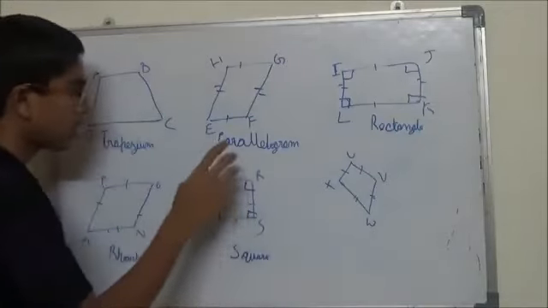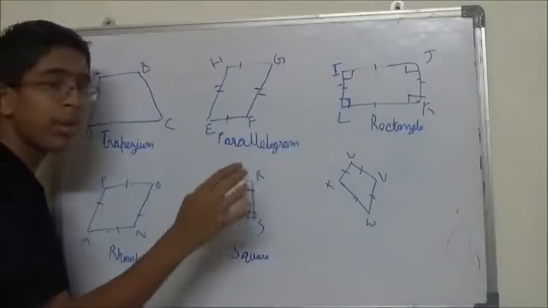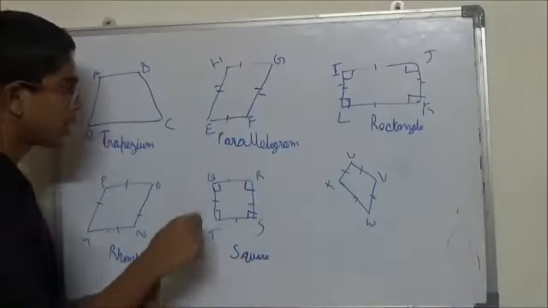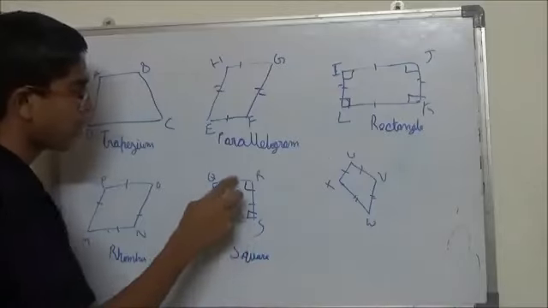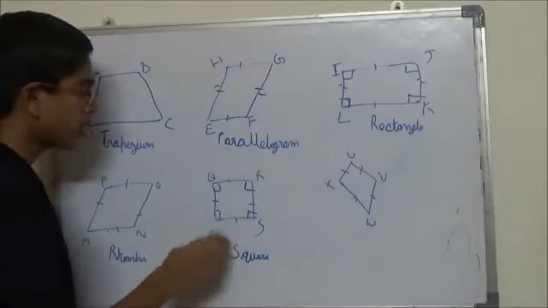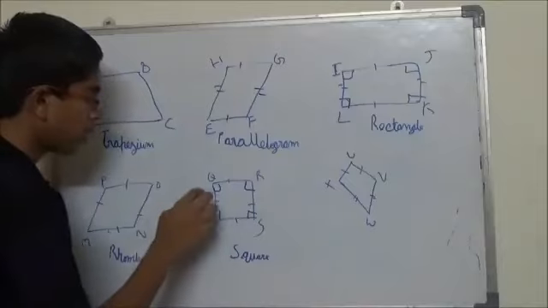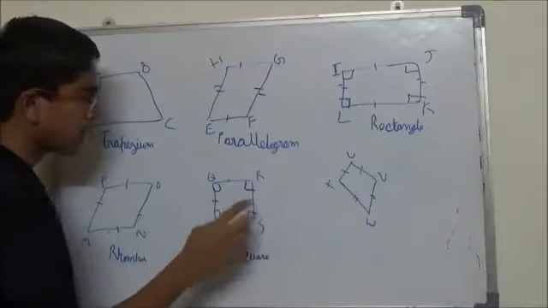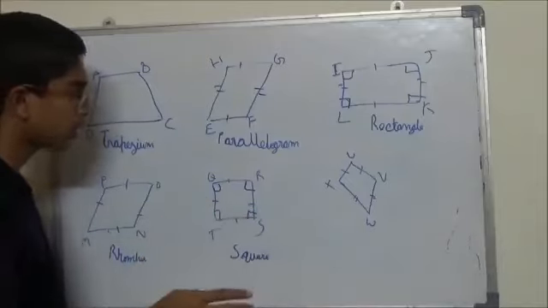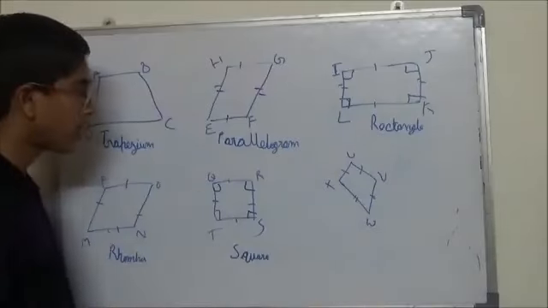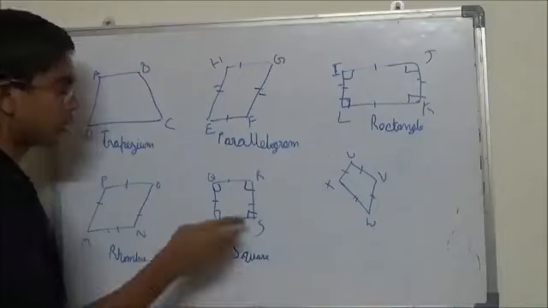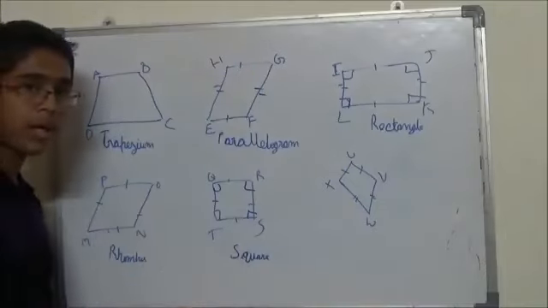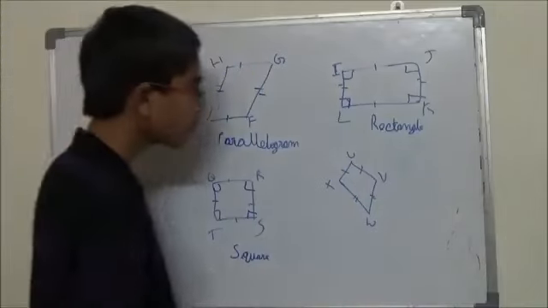So all squares are parallelograms, but all parallelograms are not squares. This is also because opposite sides are equal and parallel to each other in a square. That's the property of the square. So QD is equal to RS, and also QD is parallel to RS. So opposite sides are equal and parallel in a square, just the same property as a parallelogram. So all squares are parallelograms, but all parallelograms are not squares.